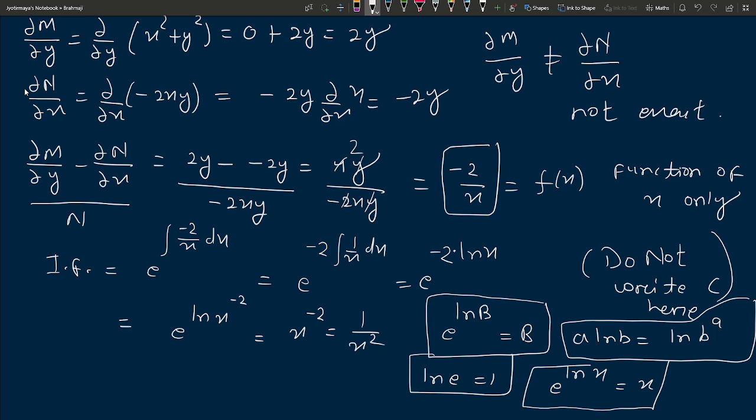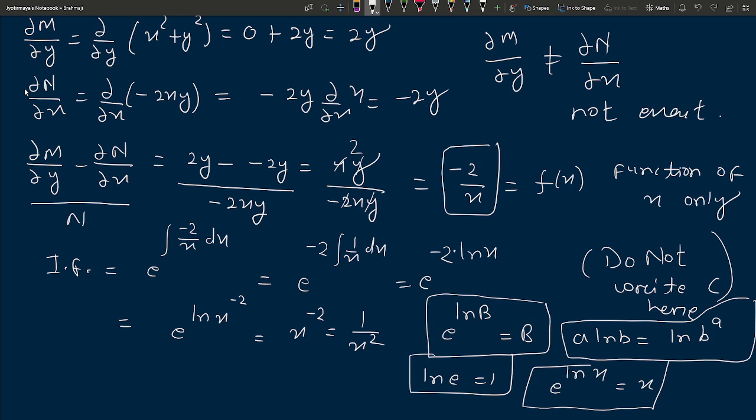I will upload a video regarding the logarithm and its rules. There are some 10 to 20 results in logarithm. I will write them down and make a special video about that. For the time being, you just learn the required formulas for solving this type of problem.